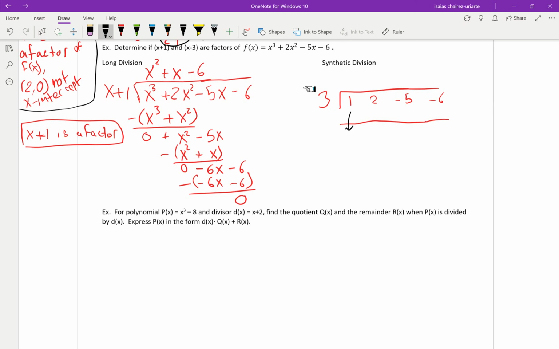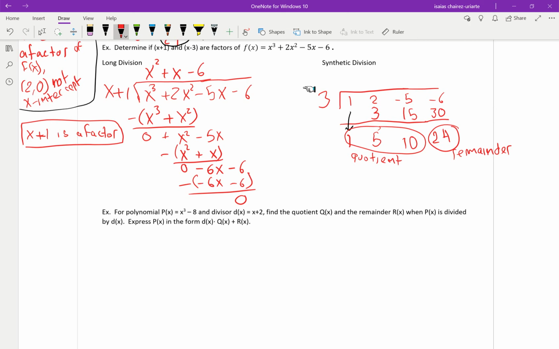So we drop this 1. So here I have a 1. 3 times 1 is 3. And then 2 plus 3 is 5. 3 times 5 is 15. -5 plus 15 is 10. And 3 times 10 is 30. -6 plus 30 is 24. So this is my quotient, and this is my remainder. Even if you did long division, your remainder should have been 24.